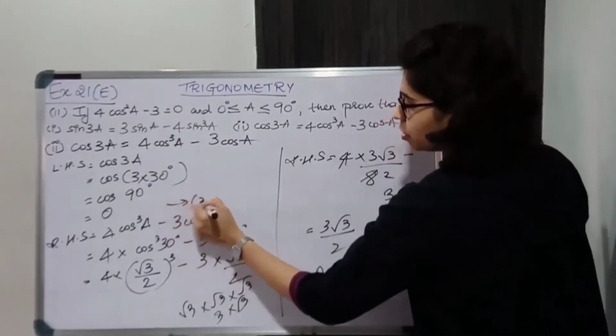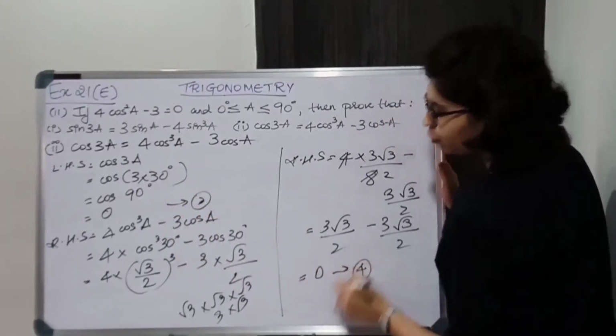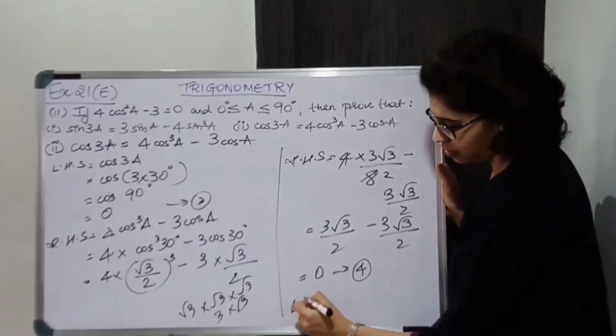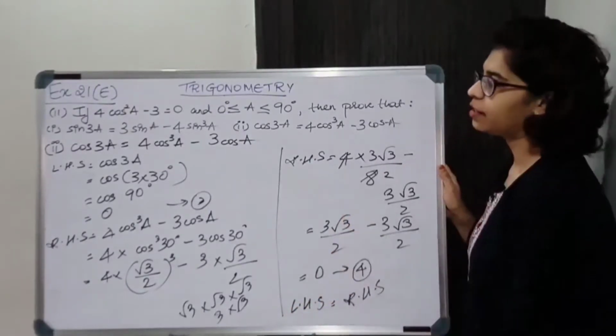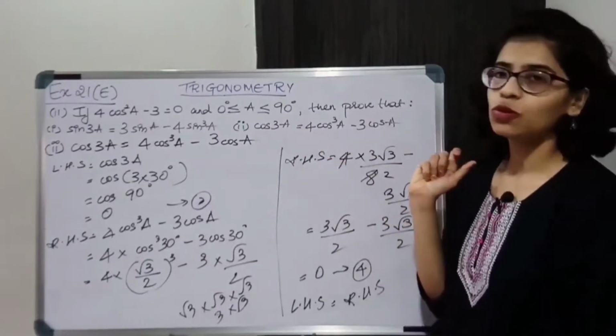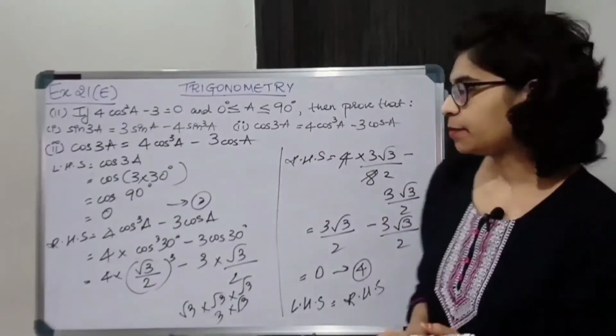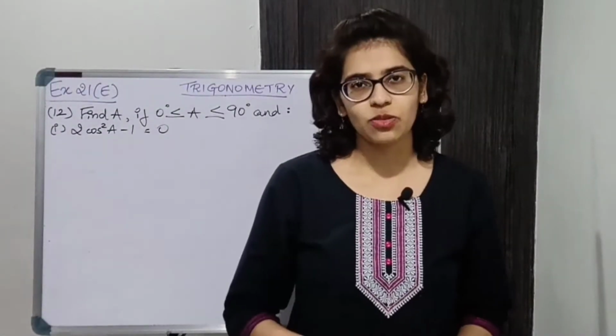Number this has 3, this has 4. So from 3 and 4 you can say LHS is equal to RHS, and then you can write down cos 3A is equal to 4 cos cube A minus 3 cos A. Let's check the next question.